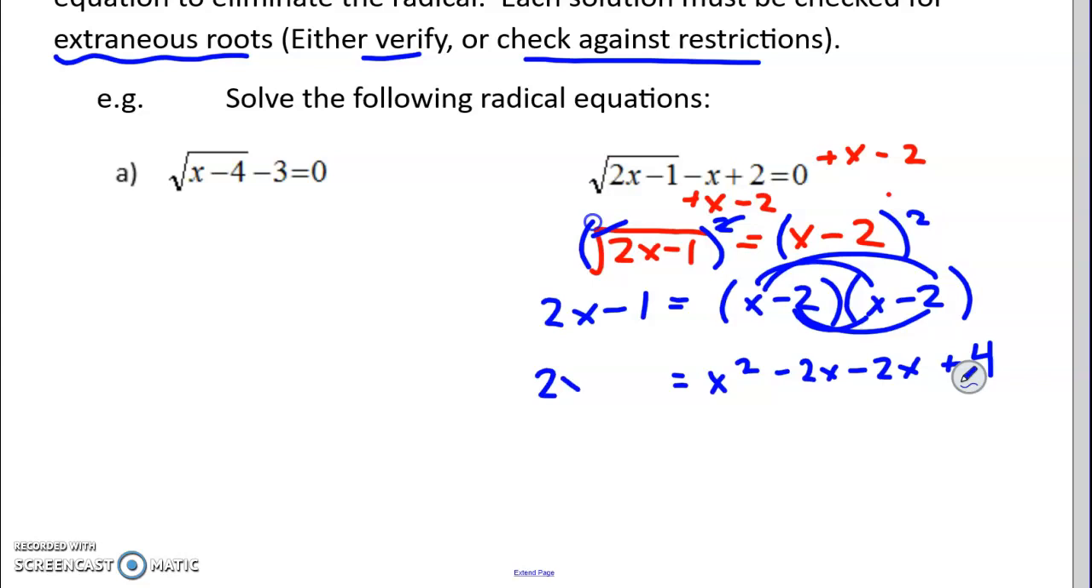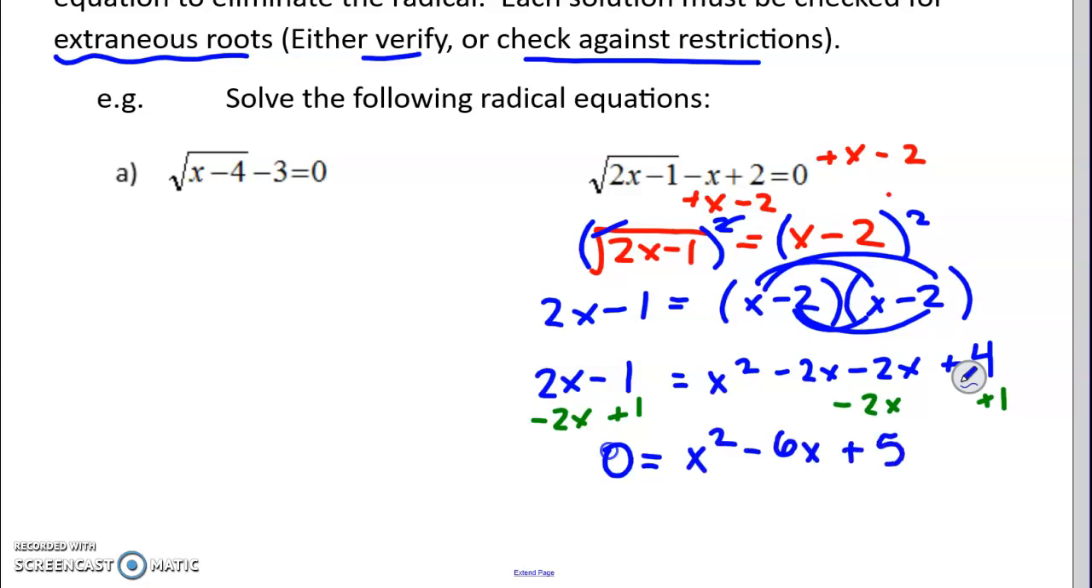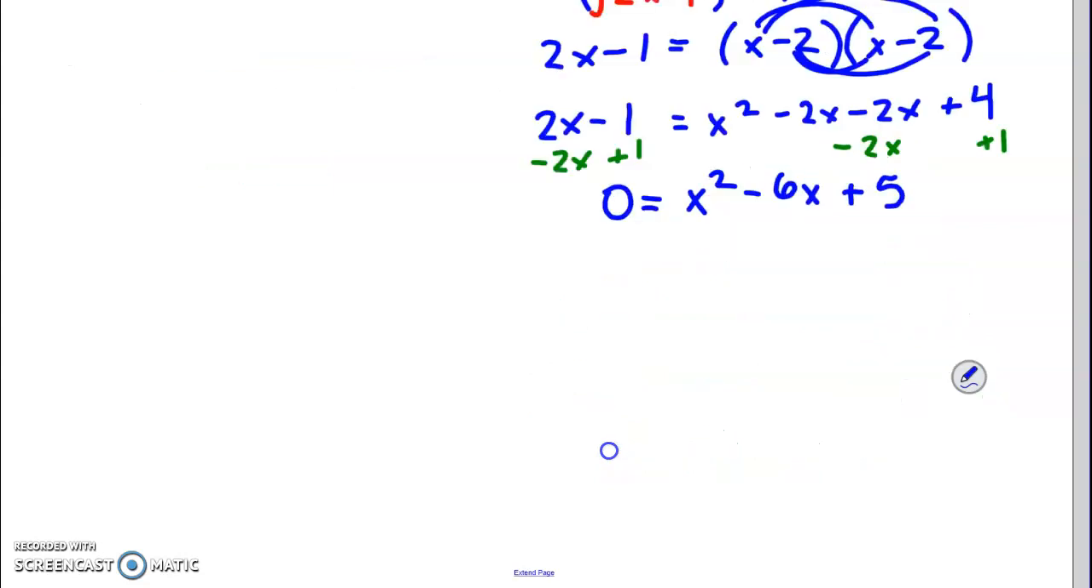So again, just like normal, we FOIL out because you're multiplying a binomial times a binomial. Once we move everything to the other side, we get x squared minus 6x plus 5, because the 4 and the 1 gives us 5. So now we've got a quadratic to work with, but we have to factor this quadratic.